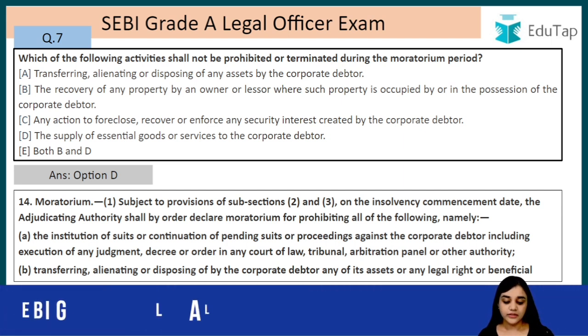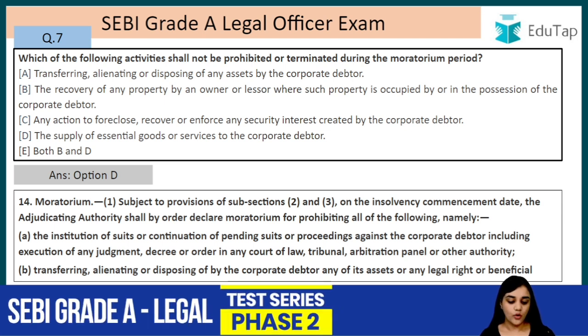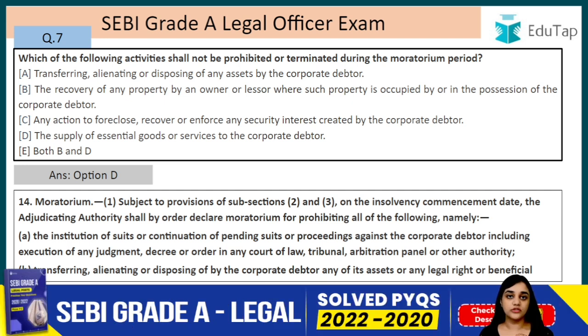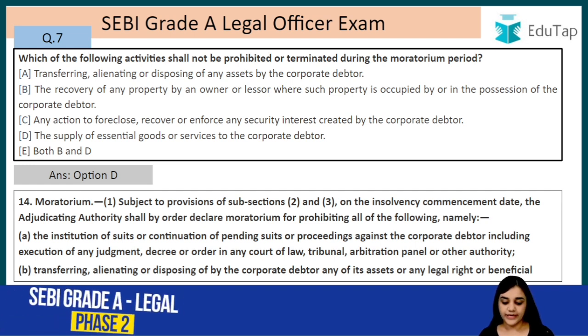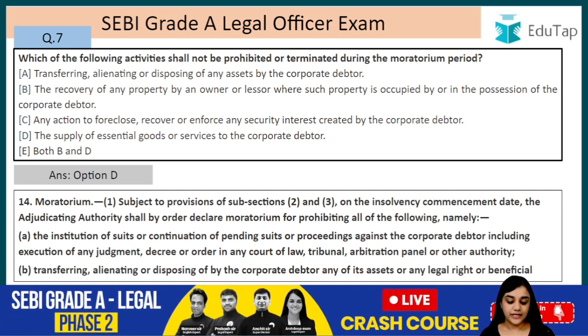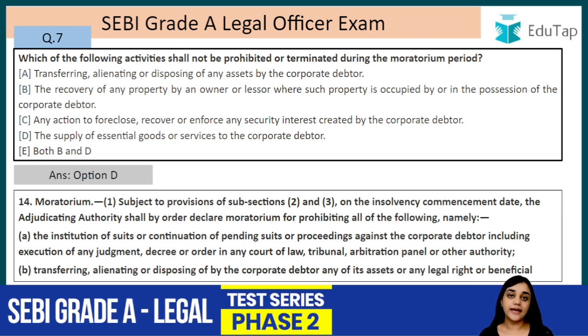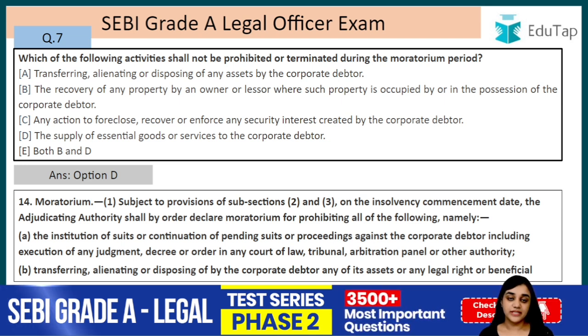So let's understand. Subject to the provisions of subsection 2 and 3, on the insolvency commencement date. Which will be the insolvency commencement date? It will be the date on which the NCLT has admitted the application, either of the financial creditor or the operational creditor or the corporate debtor itself, right? So subject to the provisions of subsection 2 and 3 on the insolvency commencement date, the adjudicating authority shall by order declare moratorium for prohibiting all of the following things, namely the institution of suits or continuation of pending suits. So no new case can be initiated, and if a case is pending, then its proceedings will also be stopped.